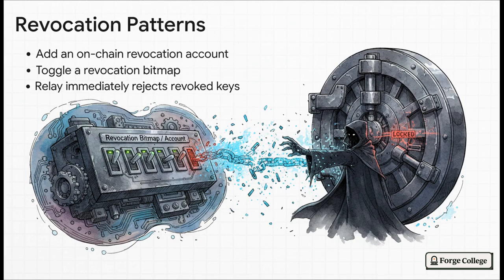You could add a small, specific on-chain revocation account that the owner can just flip. Or you can toggle a revocation bitmap to invalidate specific keys early. But the core mechanic is always the same. Once that flag is toggled, the relay checks it during validation and immediately rejects any further attempts from that session key with a hard delegation revoked error. It stops the attacker dead in their tracks, even if they show up with a perfect cryptographic signature.